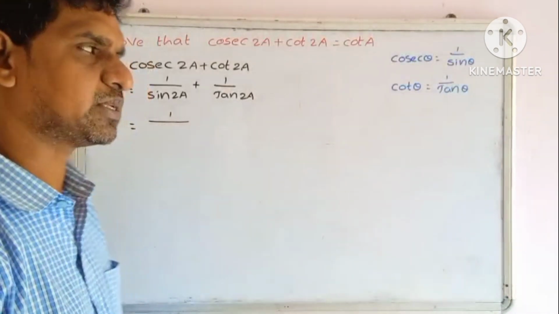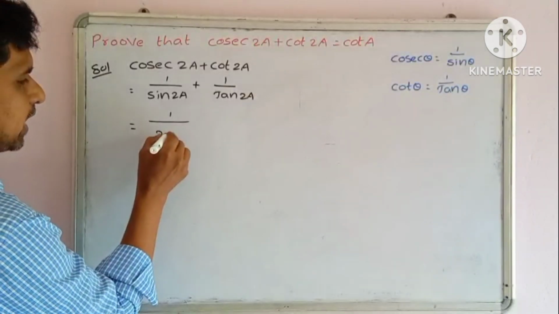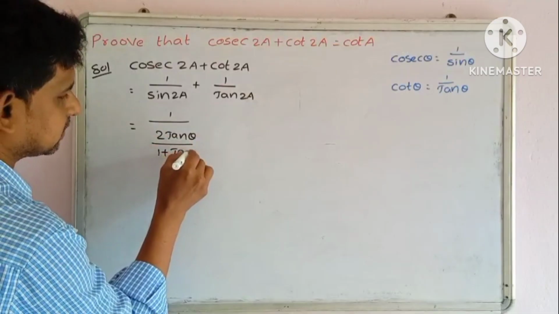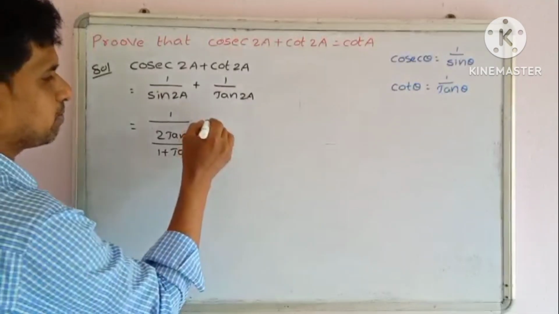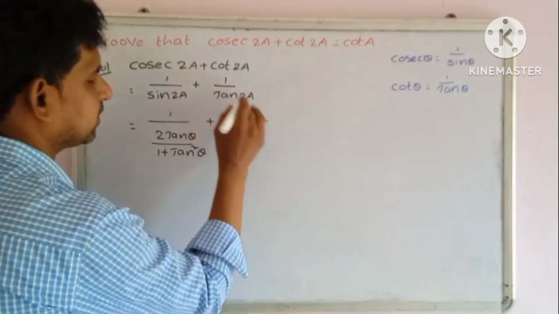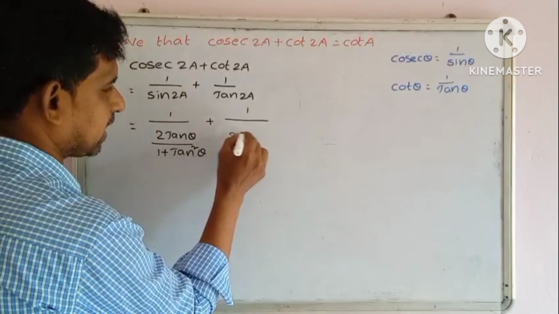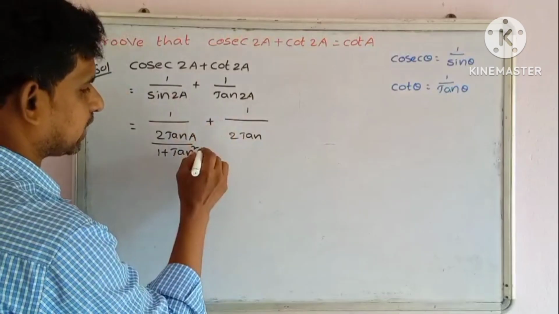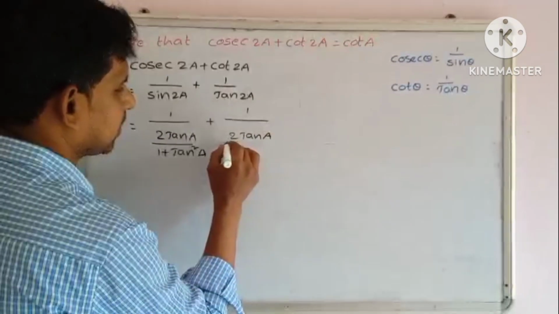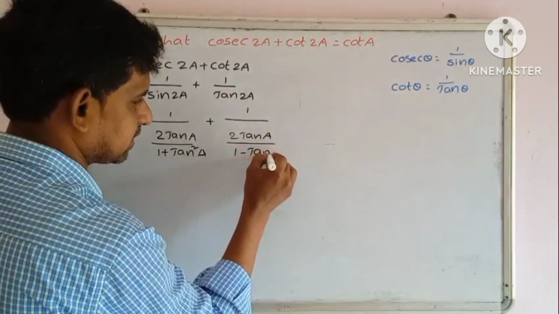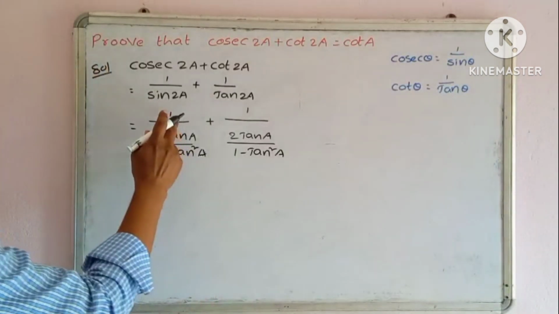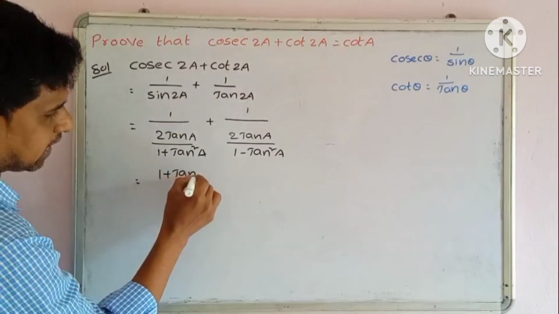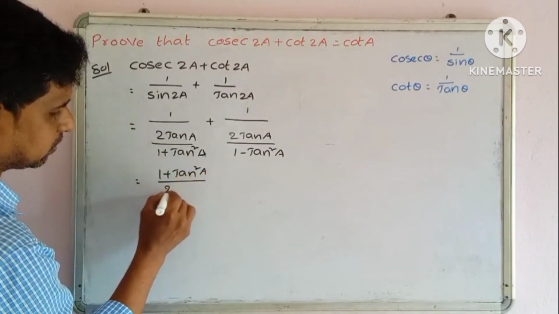Sin 2 theta in terms of tan theta is 2 tan theta by 1 plus tan square theta, plus 1 by tan 2a. Here it is a instead of theta, so 2 tan a by 1 minus tan square a. So 1 by 2 tan a by 1 plus tan square a is 1 plus tan square a by 2 tan a.